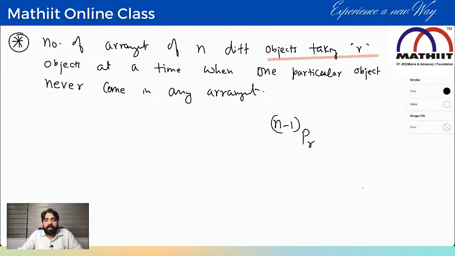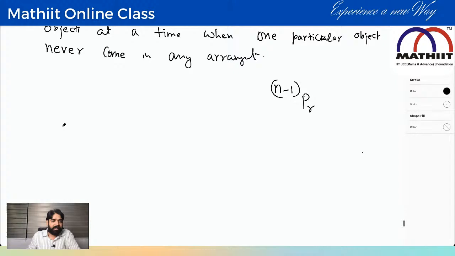Is this clear to everybody? Again, it's not a formula. Understand the logic behind it. Everybody, please confirm, is it clear? One particular object never comes in any arrangement. Remove that object, why should we take the headache? That object is gone. I have to arrange only n minus 1 objects. The answer will be n minus 1 Pr. Next.